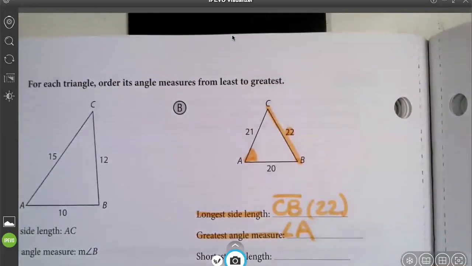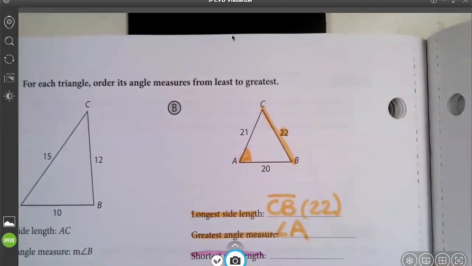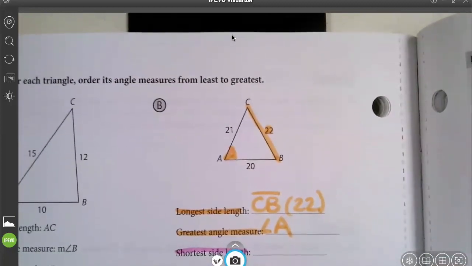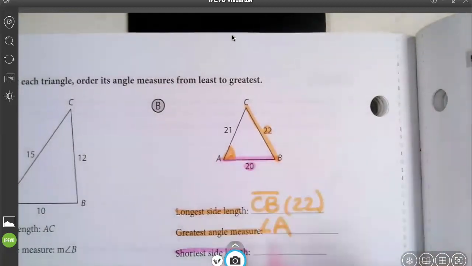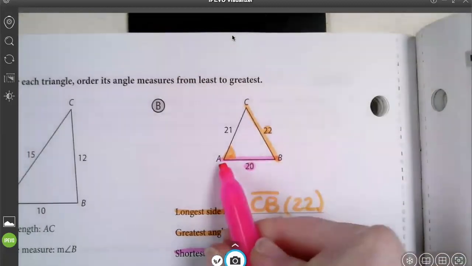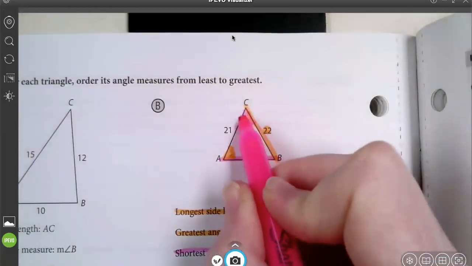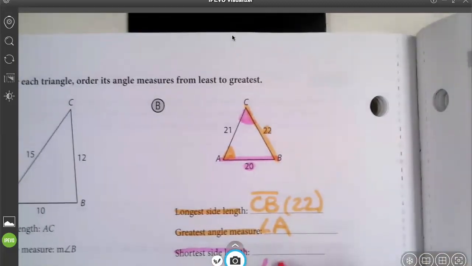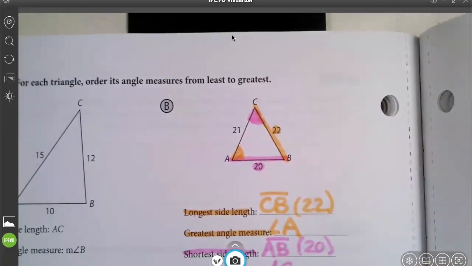Our shortest side length and our shortest angle measure are going to be across from each other as well. So our shortest side is 20. It connects A and B. If it touches A and it touches B, then C must be the angle that is opposite, and C is going to be the smallest angle. So AB at 20 units is the smallest in this triangle.